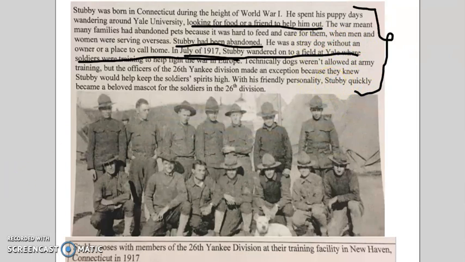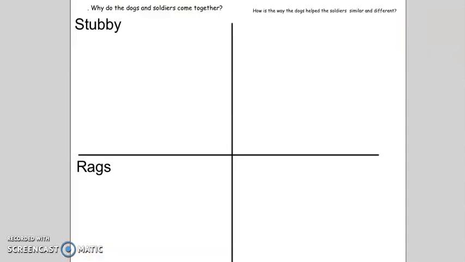Alright, so what I want you to do now is go ahead and take out your writing notebook. In your writing notebook, I want you to make a big T-chart like this. Make sure it takes up the whole page. The top part is going to be for Stubby. The bottom part is going to be for Rags. One side is going to be, why do the dogs and soldiers come together? The other side is, how is the way the dogs help the soldiers similar and different?